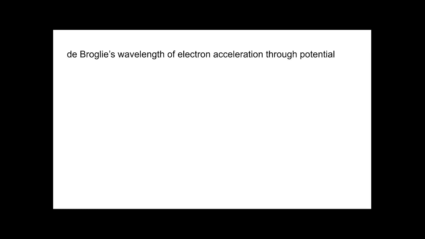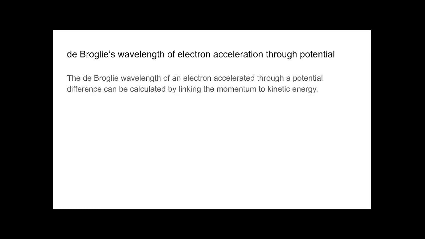Alright, so de Broglie's wavelength of an electron accelerated through a potential. The de Broglie wavelength of an electron accelerated through a potential difference can be calculated by linking the momentum to the kinetic energy. We know that the kinetic energy of the electron is equal to half mv squared. We know that the momentum is p equals mv, and therefore, taking the square of both sides, we get p squared equals m squared times v squared. If we substitute p squared in, we get Ek equals p squared over 2m, because p squared equals m squared v squared and we have mv squared in our Ek. So if we rearrange for p squared, we get 2m times the kinetic energy.